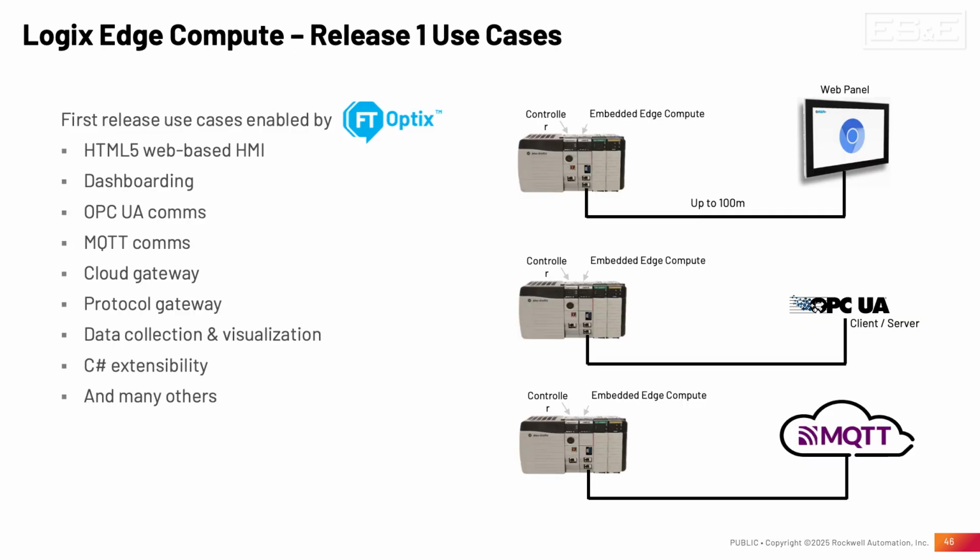For the first release, here's an example of the architecture for those use cases. You'll have your embedded edge compute and the chassis connected directly to a web panel. It could be an OptixPanel, it could be just a regular monitor at the station. You could also connect from embedded edge compute and send data back and forth to OPC UA as a client, to the client or server. And then you can also send data to MQTT, which are all the same features of using Optix.